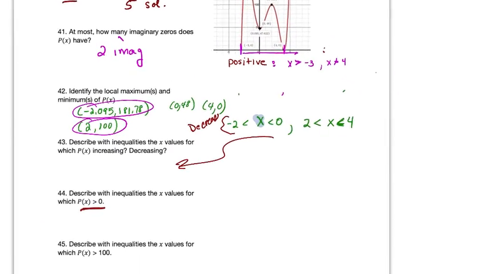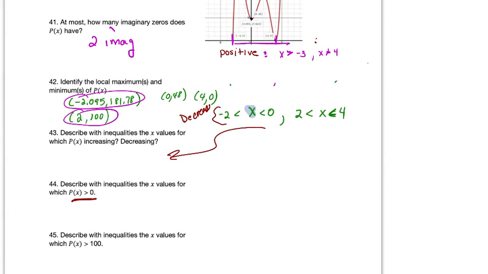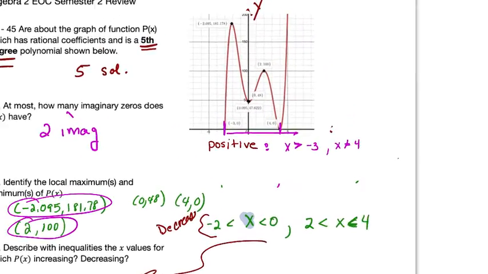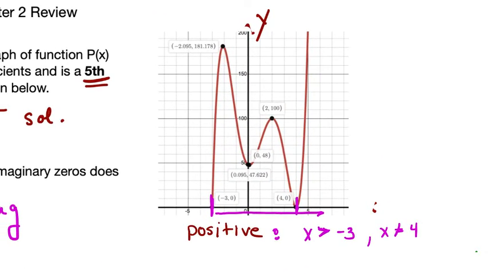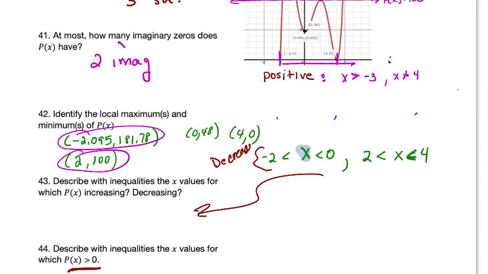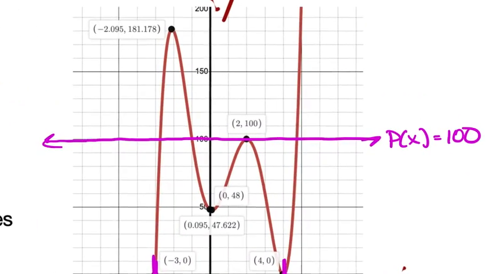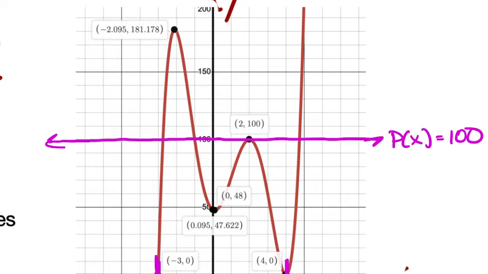Let's see, where is it greater than 0? Describe with inequalities the x values for which p of x is greater than 100. This is kind of a neat little question here. If you look at this graph, here's where y is 100. This is the mark where p of x equals 100. And so they're asking to describe values when it's greater than 100. Oh, so it's a very similar problem to what we just had. So let's see here. When am I bigger than that 100?